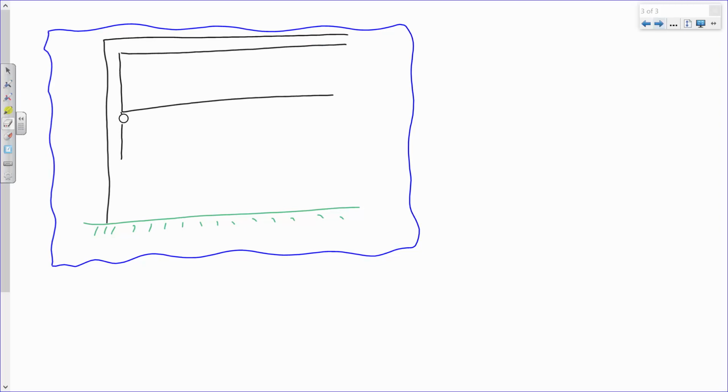I'm messing this up. I was doing good on the 3D stuff, and then I've got this. That's good enough.